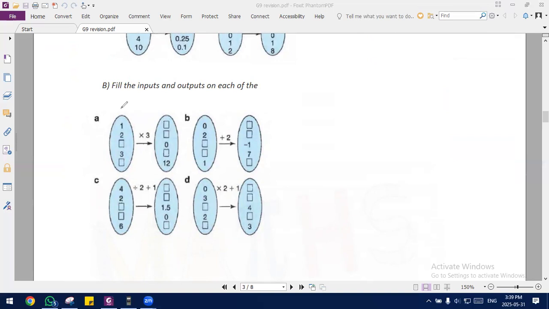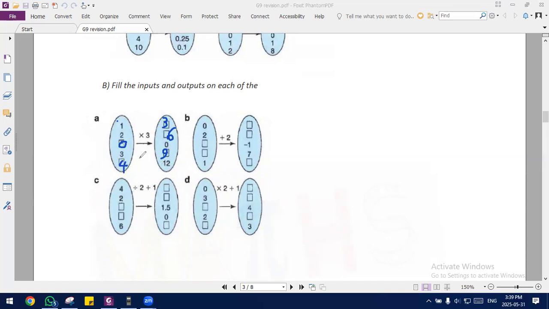Okay? Let's do the first one. The input is 1. The function is times 3. So what's the output? They multiplied by 3, so 1 times 3 is 3. Next, 2 times 3, 6. And then now the opposite. Something times 3 is 0. 0. Good. Then 3 times 3 is 9.